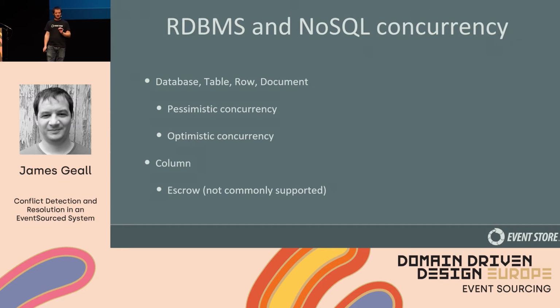The one thing that is fairly specialized but is related to concurrency and event sourcing is column or escrow-based concurrency. Has anyone ever heard of escrow? I'm not sure I saw any hands then at all. It is really unusual. Most DBMSs don't support it. It's quite interesting. I'll spend a bit of time going over that because it is highly related to how we deal with concurrency in event sourced systems.